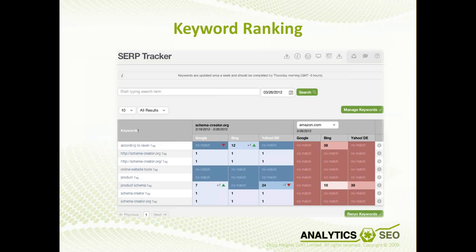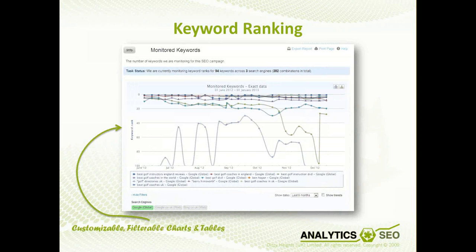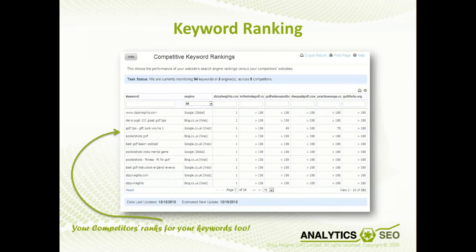Keyword ranking. Obviously, that's the part of the system with Raven at the moment that is disappearing. We have a lot of ranking data in our platform. So we have customizable, filterable charts and tables. We have competitive keyword rankings. We'll check your ranks.